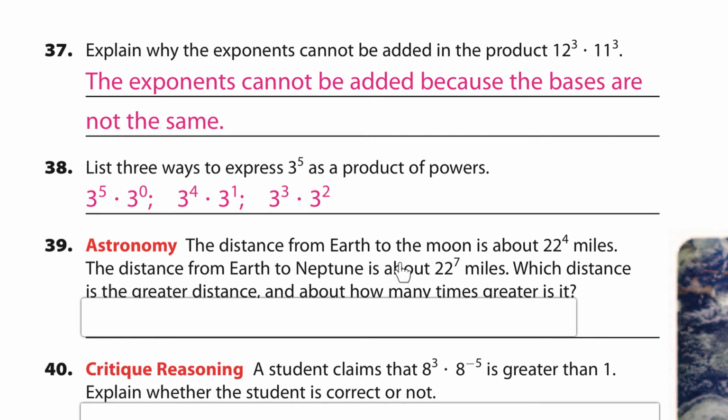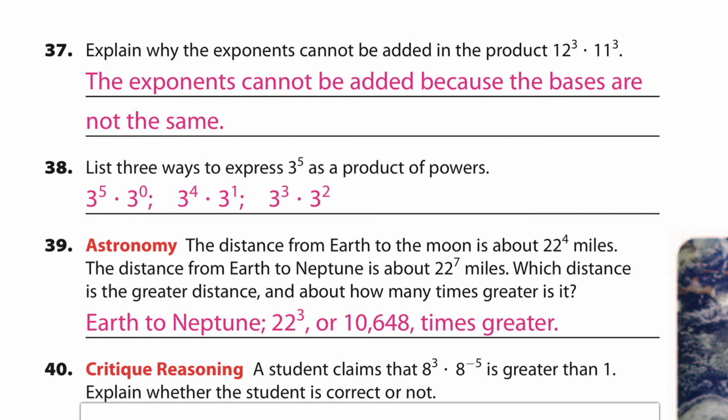The distance from Earth to the moon is about 22 to the 4th miles. Okay, that's pretty far. The distance from Earth to Neptune is 22 to the 7th miles. Which is the greater distance, and about how many times greater is it? Well, 7 is bigger than 4, so it's definitely Earth to Neptune, and it's 22 to the third times greater. What you would do is take 22 to the 7th and divide it by 22 to the 4th, and 7 minus 4 is 3.